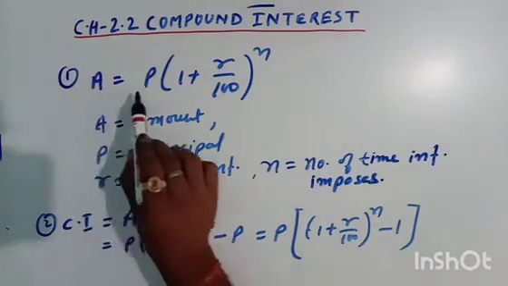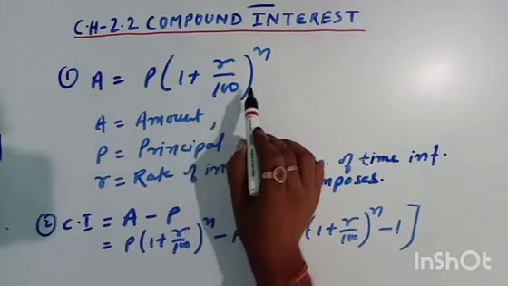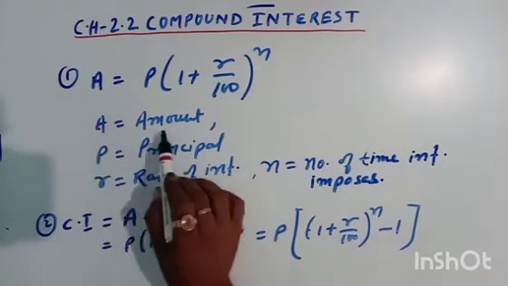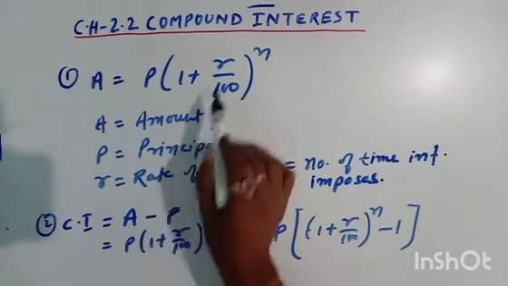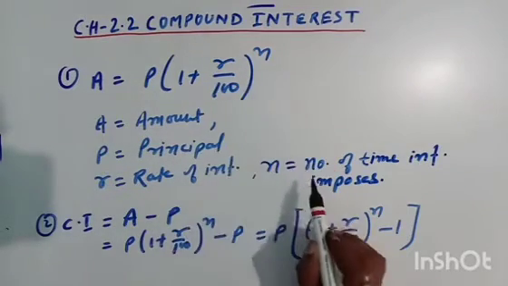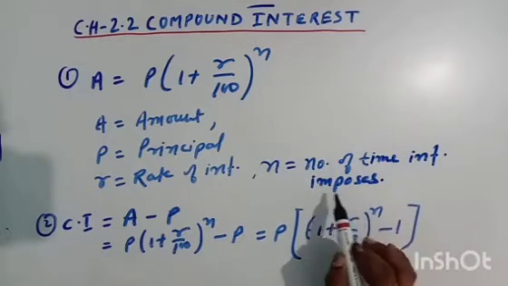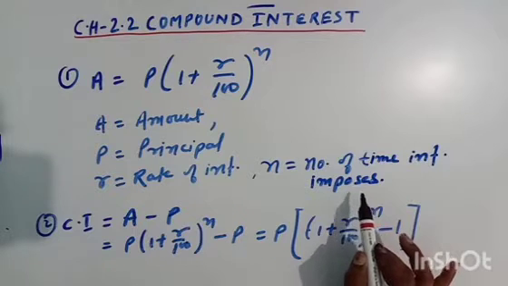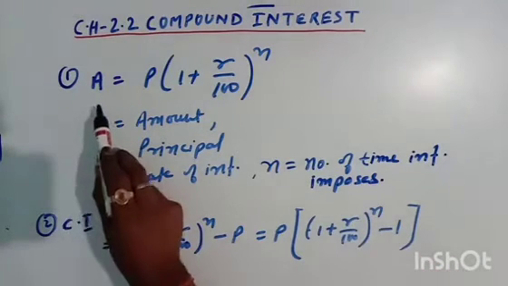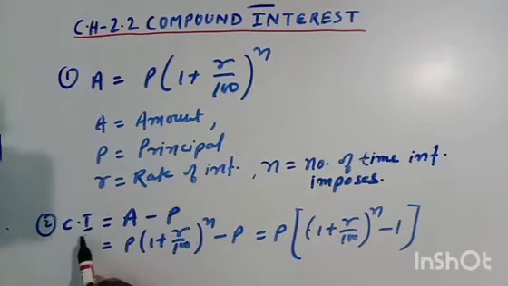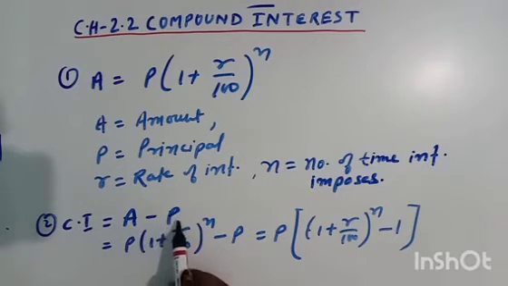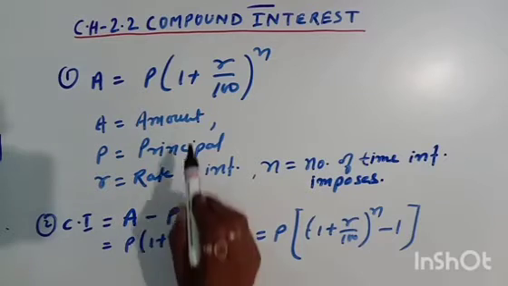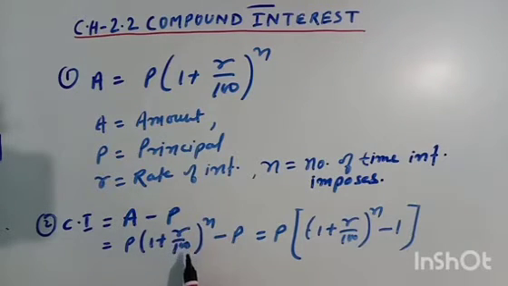So here the amount A equals P into (1 plus R by 100) to the power n, where A is the amount, P is the principal, R is the rate of interest imposed, and n is the number of times interest is imposed. That means how many times you have imposed the interest. Now after finding the amount, we will calculate CI, compound interest equals amount minus principal. So the formula of amount is P into (1 plus R by 100) to the power n, minus P, and when you take P common, you will get the final formula like this.